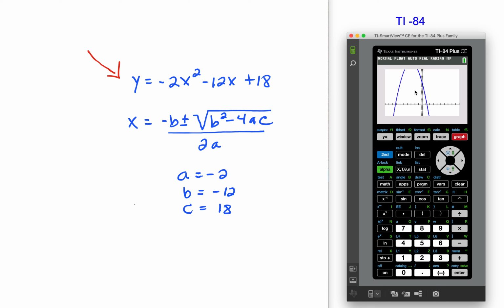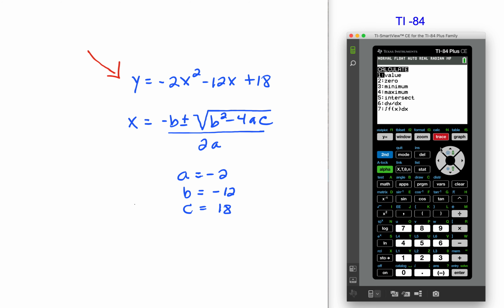A little better. Still can't see the top. So let's go ahead and go Window, and let's make this 50. Graph it. Much better. Okay, so there's the graph right here. Let's say you want to find that maximum value right there, so how high that y value goes, or the y value of the vertex.